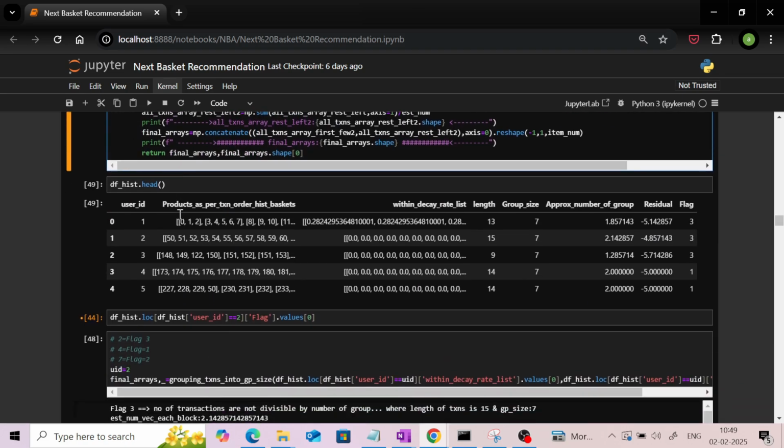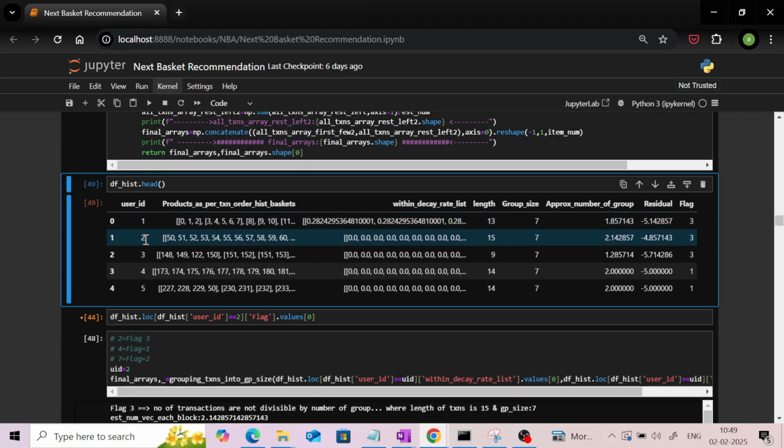I will be explaining the concept of temporal fracture effect by taking into consideration one of the user IDs, say user ID equal to 2, and how the temporal fracture effect creates the purchasing profile for user ID 2. So if you see, user ID 2 has done 15 transactions and the group size is 7. 15 is not perfectly divisible by 7, so the flag is equal to 3.